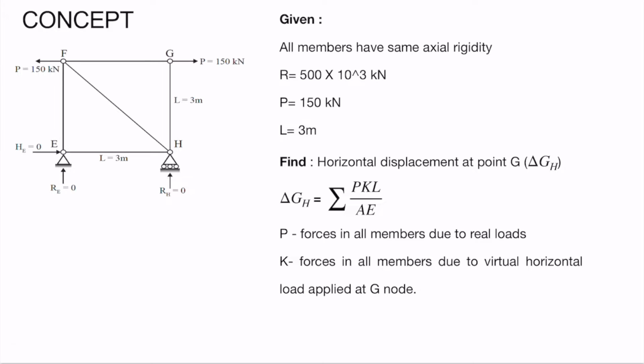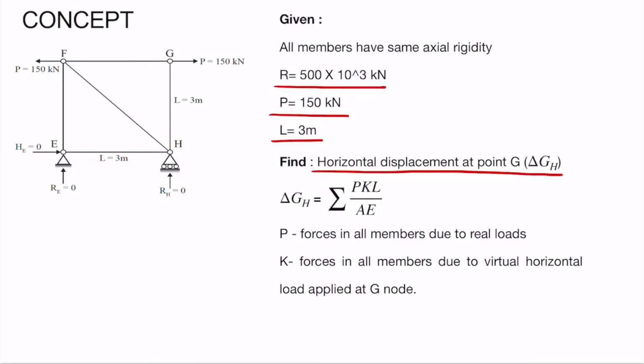So let us first mark the things which are given to us. In this case, we are given R, value of P and length of all the members. We need to find the horizontal displacement at point G. We'll call it delta GH. So we will use the unit load method to find the deflection of a node in a truss.